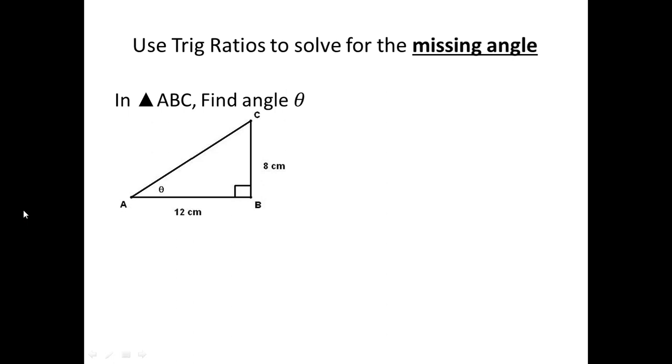In this next example, we are given triangle ABC, and we need to find angle theta. We're going to do the same thing that we did before. We're going to first identify the sides. We have the opposite here because this is across from our working angle, and we have the adjacent here because it's in between our working angle and our 90-degree angle.